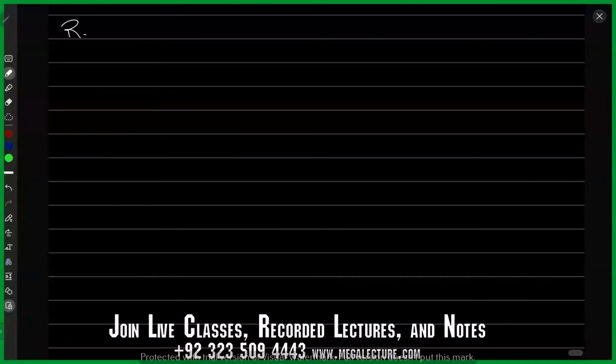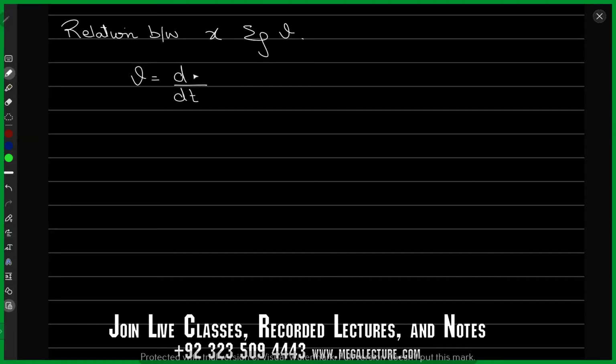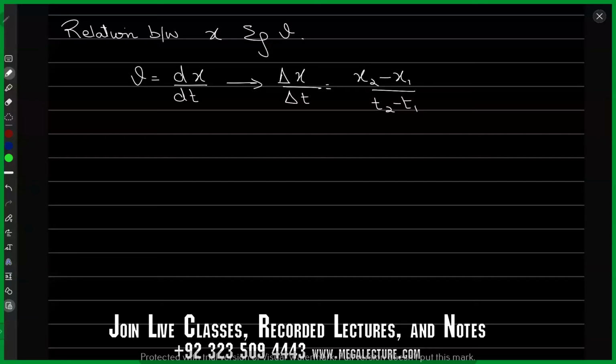I'll call this thing a relation between displacement and velocity. Now, we know velocity is just the time rate of change of position, right? So for those who do not understand derivatives very well, these derivatives are just saying that they're the rate of change of something. So delta x by delta t, meaning x2 minus x1 divided by t2 minus t1. This much can be enough for your understanding.